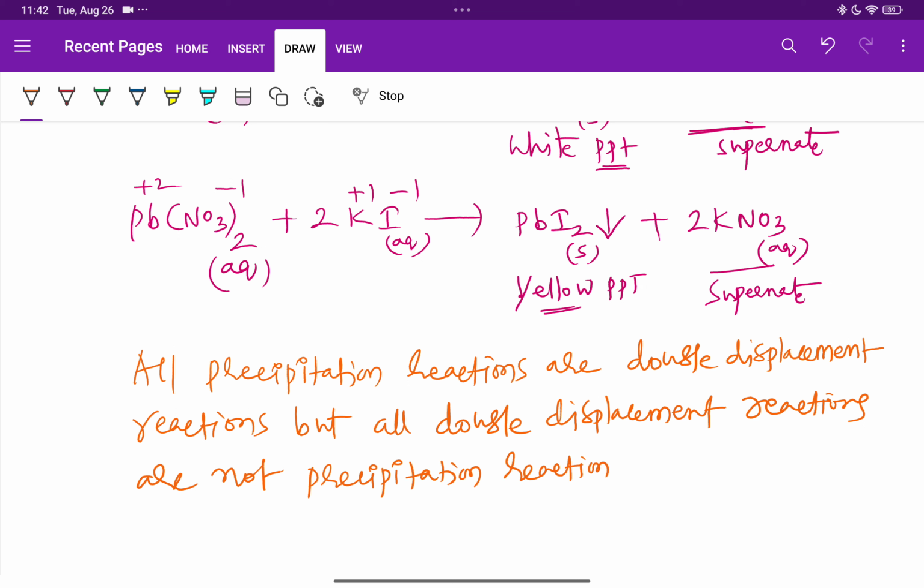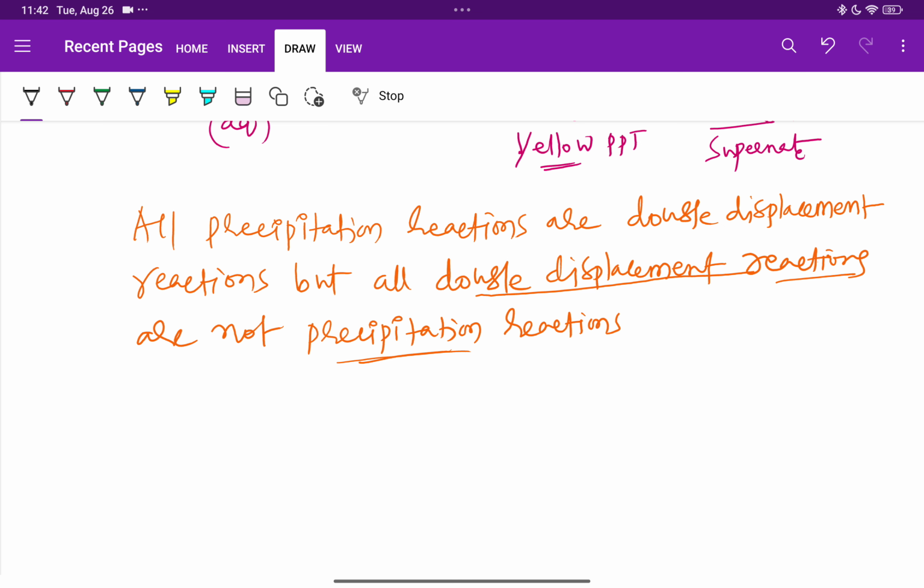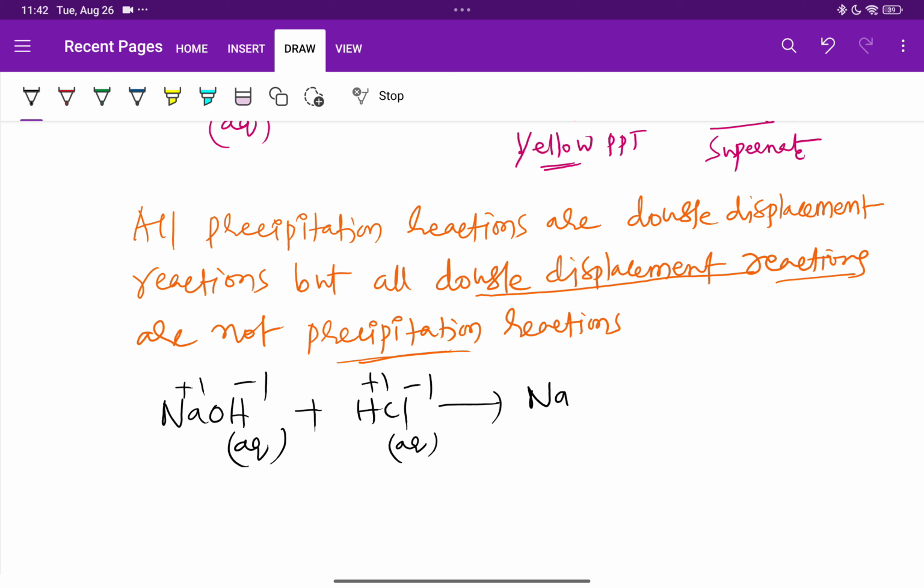How is it so? In all double displacement reactions, a precipitate cannot form. Then what is the example? This is the example. NaOH aqueous, Na +1, OH -1, sodium hydroxide, reacting with HCl aqueous, H +1, Cl -1. Then you will get NaCl aqueous plus H2O liquid. So here no precipitate is formed, but two reactants are exchanging their ions and forming two new products. Then it is called just a double displacement reaction, not a precipitation reaction.